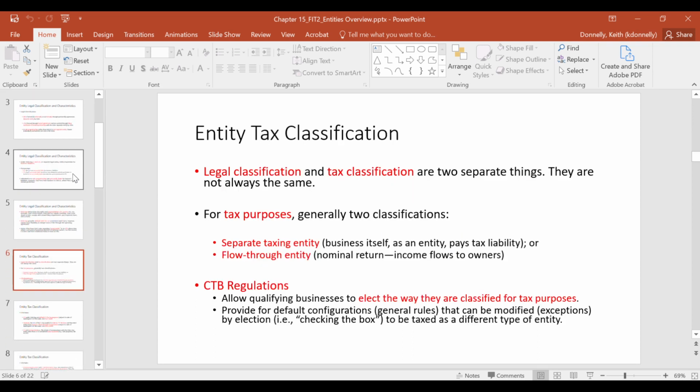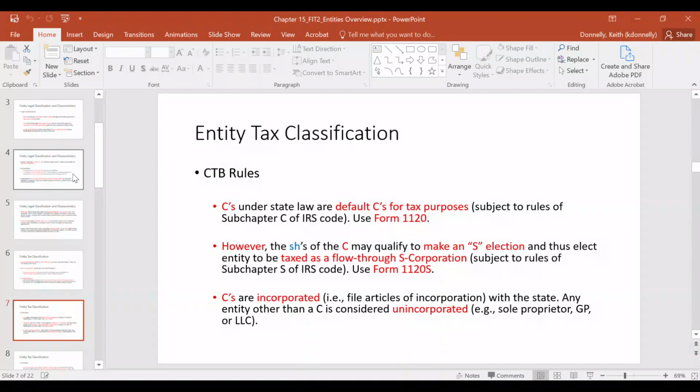We talked about how your legal framework is different than how you're going to be taxed, right? And there's kind of a nexus between those, this check the box regulation, where you'll have a default configuration based off of your legal classification, but you can check the box to be taxed a different way. So, for example, a partnership that checks the box to be taxed as a corporation, right? A legal partnership that is taxed as a corporation.